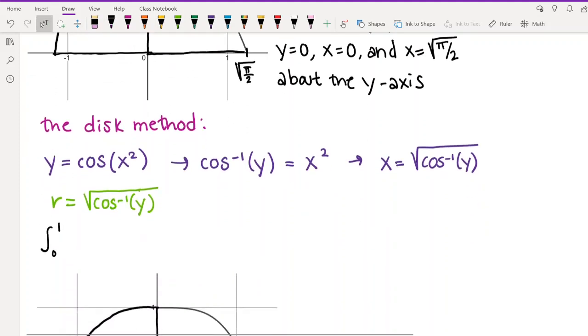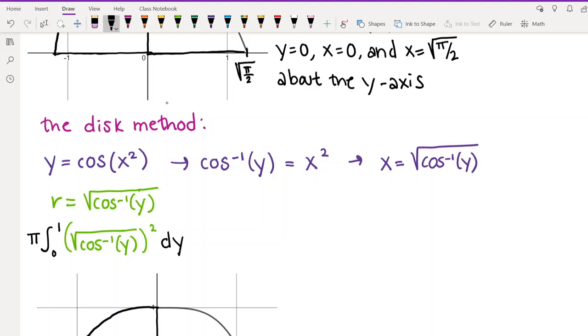And then we would have the radius squared, and I forgot pi outside. And then we would do the radius squared. So that would be this thing squared. And so that's actually kind of good news that we're squaring it, right? Because that means that we're going to get rid of the square root. So we're going to get pi times the integral from 0 to 1 of inverse cosine of y dy.